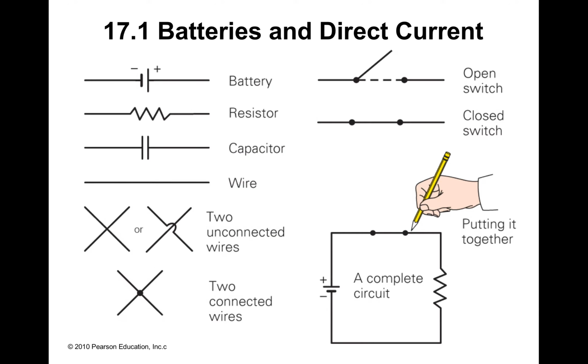Now, here's some symbology that you need to get to know. This stands for a battery. This is a resistor. This is a capacitor. You've already seen some of this. Two unconnected wires, or it can be this way. And these are two connected wires, hooked like that. Open switch, closed switch, complete circuit here.